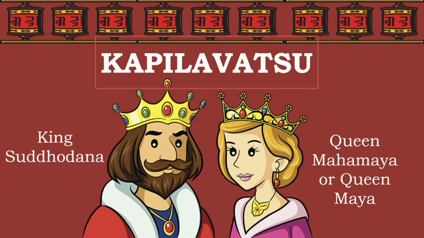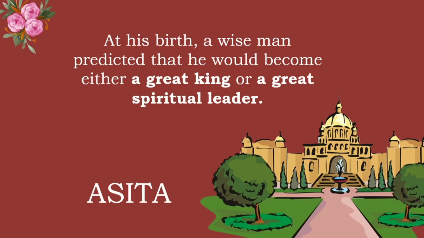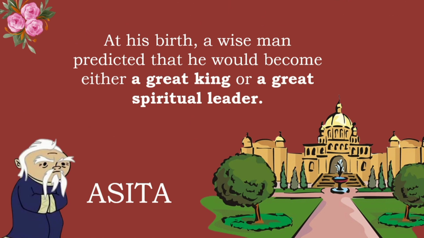Okay, prinsipe. And then, at his birth, a wise man predicted that he would become either a great king or a great spiritual leader. So, nung pinanganak si Buddha, may pumuntang isang sage sa kaharian ng Kapilavatsu. Okay, and then nag-stage siya ng isang prophecy about kay Buddha. Sabi niya, si Buddha daw ay dalawa yung possible na future. Pwedeng maging great king or a great spiritual leader.